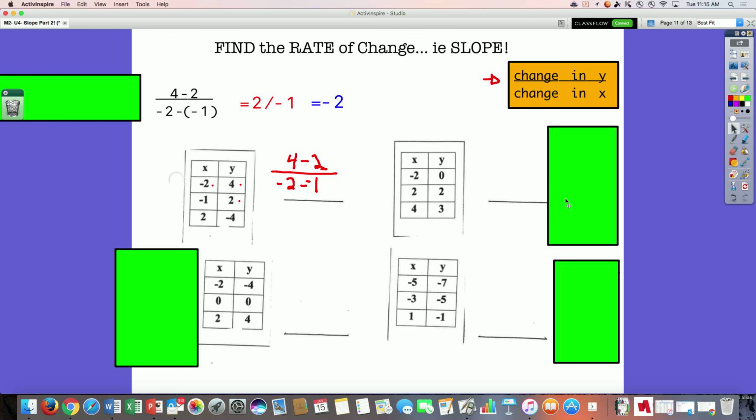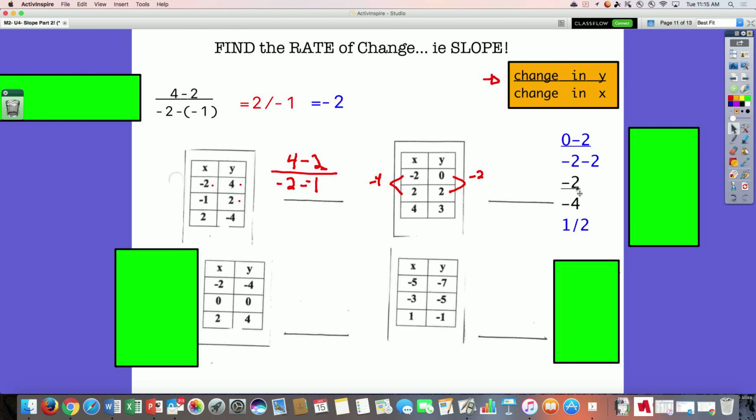Press pause. Oh, we'll do another one. We'll do one more together. All right, this one, change in y, so I'm subtracting these two, and then over subtracting these two, right? 0 minus 2 is -2. -2 minus 2 is -4. Negative 2 divided by negative 4 is positive. Negative by negative is a positive. Press pause when I say cheeseburger and do those last two.